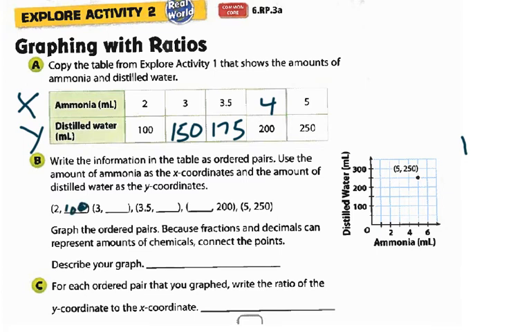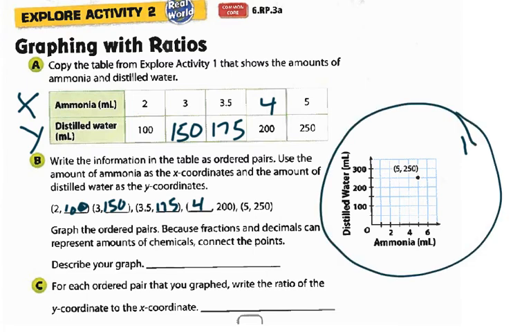Then we're going to have 3 and 150. Then we're going to have 3.5 and 175. Then we're going to have 4 and 200. And our last set is 5 and 250. So now we have our ordered pairs listed. So they want us to graph these on the coordinate grid. So they gave us a grid here on the right. I circled it for you.